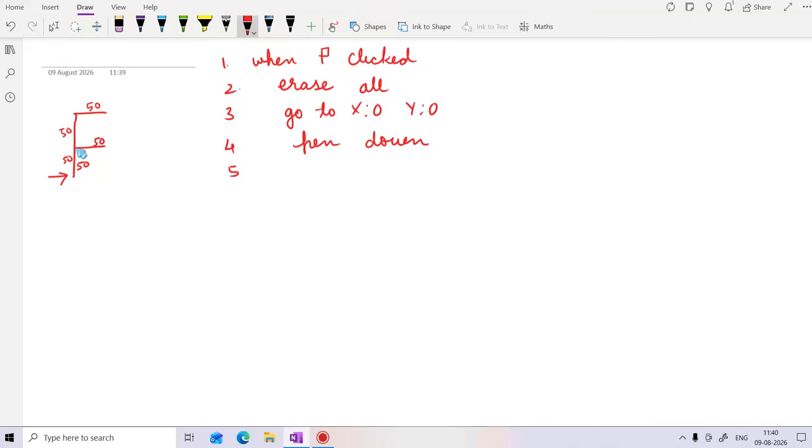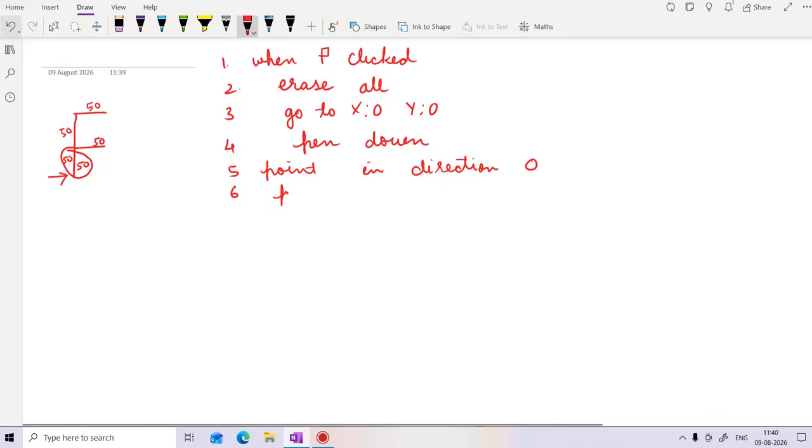Now you can see, first I want to focus on this line. I will draw this line. So what will I take? Point in direction. Point in direction, I will take 0. Then number 6, we can see, right. So we will take move 50 steps. This line is over.